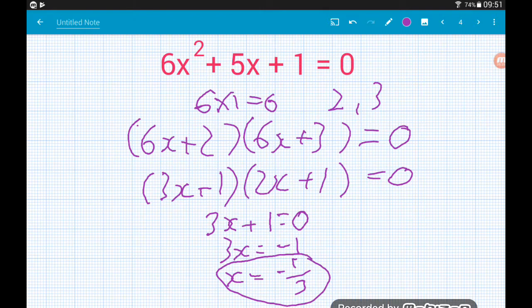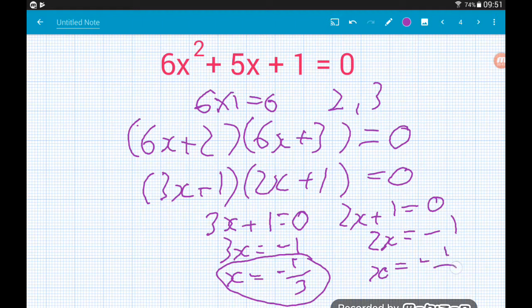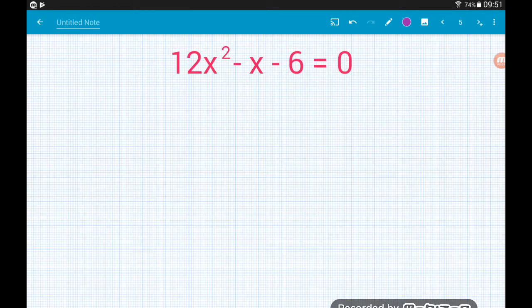So minus a third is one of our solutions, or the other possibility is that 2x plus 1 is equal to 0. Take away the 1, 2x equals minus 1, divide by 2, x equals minus a half. So our two solutions are x equals minus 1/3 and x equals minus a half. Okay, we're going to look at one more.